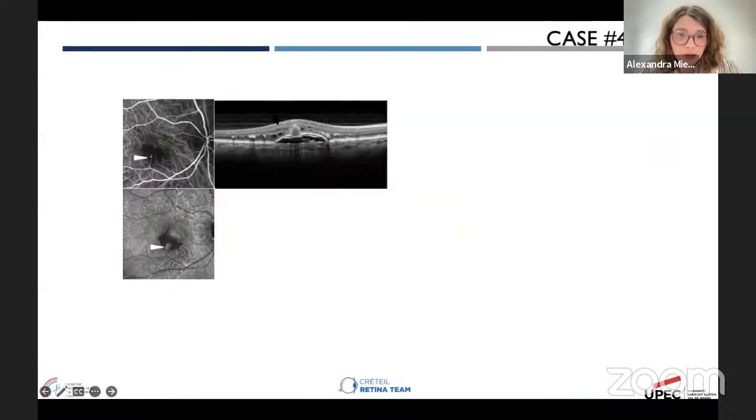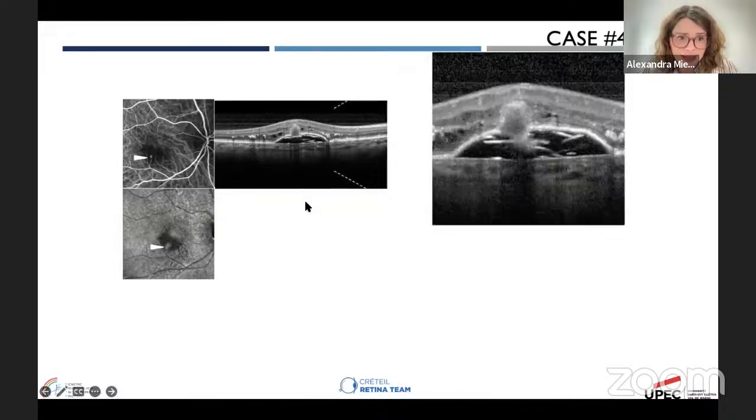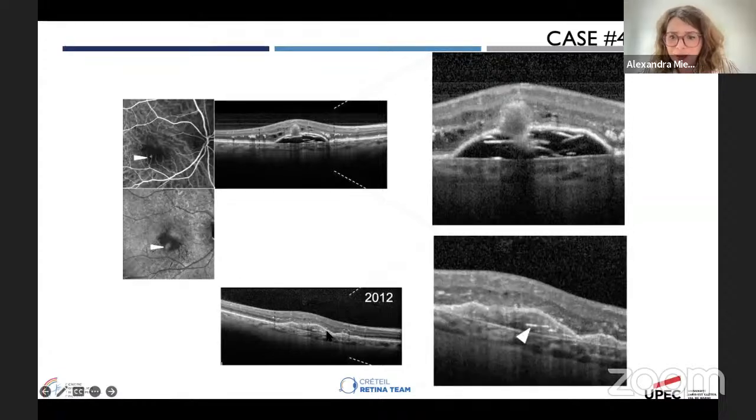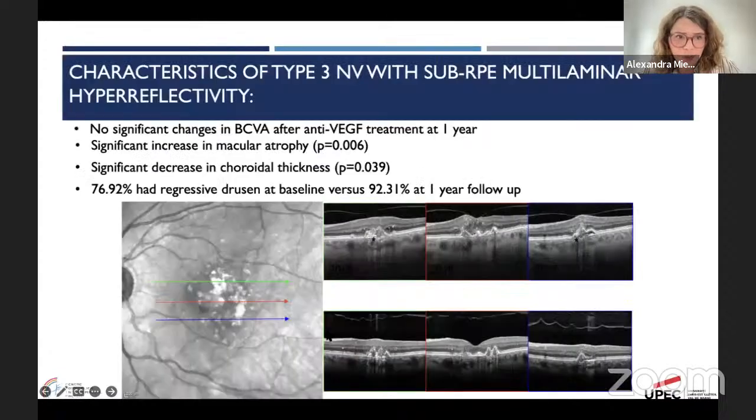Here's another example. So this case is strikingly similar to the other one, right? We have an intraretinal hyperreflective complex corresponding to type 3, some intraretinal fluid, and an onion sign with sub-RPE hyperreflective multilaminar lines. And here is a zoomed image. You can see a little bit better. 1 year after treatment, the patient developed sub-RPE fibrosis, and we can still see these hyperreflective lines, as you can see here with the arrow.